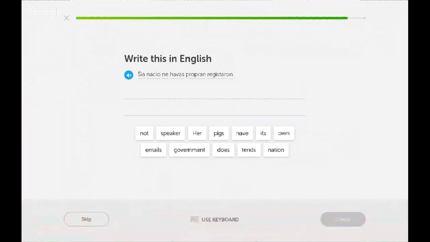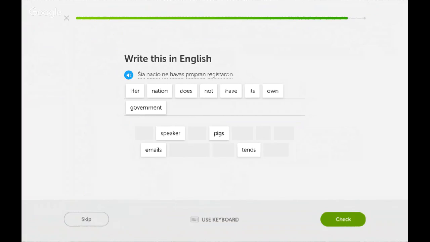Shia nazio ne havas propran registaron. This is another thing. Does anyone know in the real world whether this is true? Shia nazio ne havas propran registaron. Her government, her nation. Shia nazio, her nation. Oh, you know what? Shia nazio ne havas. Ne havas. Does not have its own government. Shia nazio ne havas propran registaron. All right.